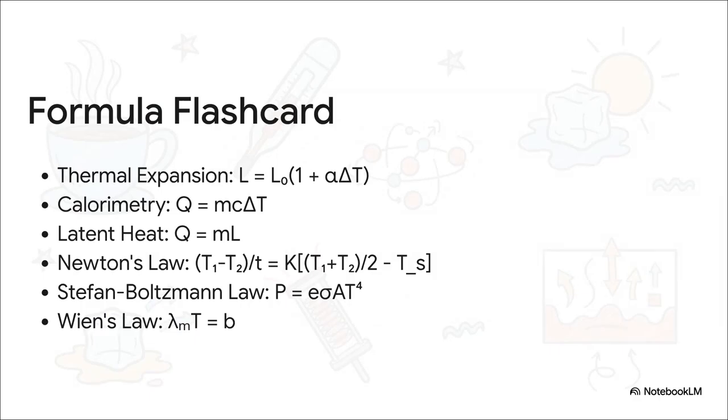Here is your go-to formula flashcard for this chapter. Today, we really focused on the top 4: thermal expansion, specific heat, latent heat, and Newton's law of cooling. The last 2 on this list, Stefan Boltzmann's law and Wien's law, are all about heat radiation. Also super important for this chapter, so make sure you review those too. But for now, make sure you've absolutely mastered the ones we covered today. And I don't just mean memorizing them. I mean knowing exactly when to use them and why.